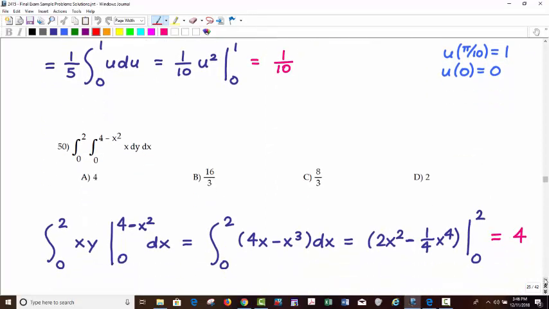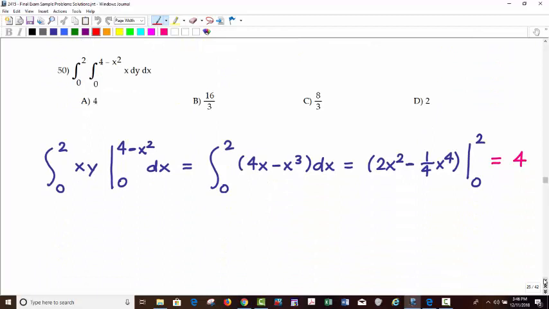Let's look at another one here, number 50. 50 is also going dy dx with no y variable here. So the antiderivative dy just produces a y. We bring in a 4 minus x squared and a 0. Of course 0 won't affect anything, but 4 minus x squared goes in for y. Multiply it by x, you'll get 4x minus x cubed. And then we integrate that from 0 to 2.